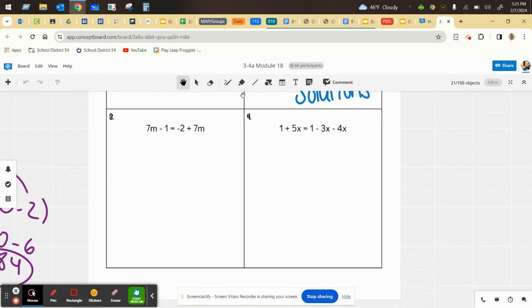All right, moving on to number 3, again, starting with the variable. If I subtract 7m, it cancels on both sides, and I'm left with negative 1 equals negative 2. Not true, so there is no solution.